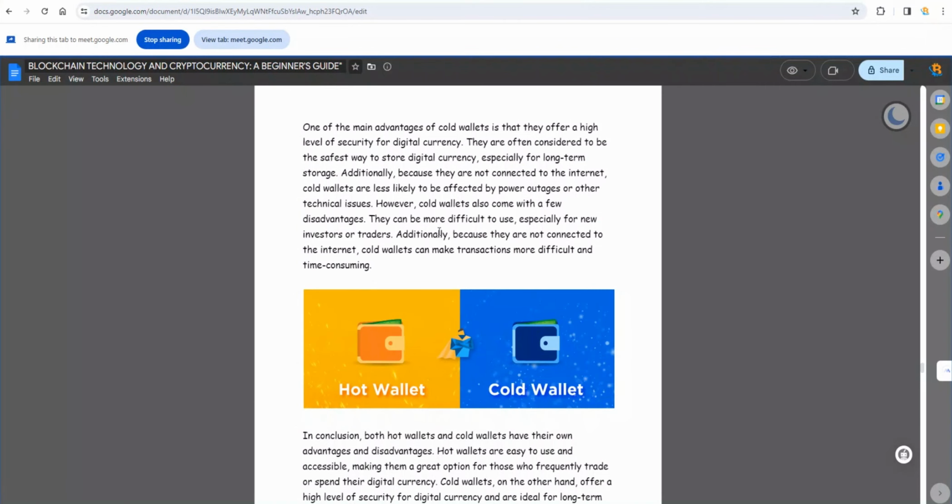Now, we've said they are often considered to be the safest way to store digital currency, especially for long-term storage. Additionally, because they are not connected to the internet, cold wallets are less likely to be affected by power outages and other technical issues. Now, the beauty about these ledgers is that even if you get hold of this device and you don't have the password, it's useless to you unless you know my password, which of course I cannot share with anyone. Then you're not going to be able to access it. So it's very, very important that you also keep your passwords very safe. Let me just switch them off.